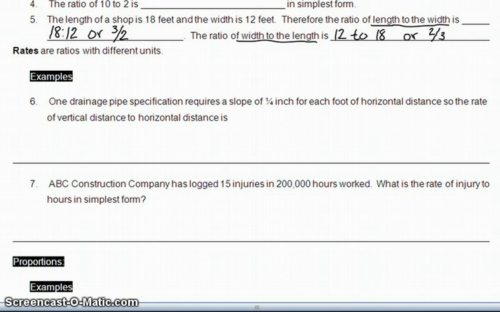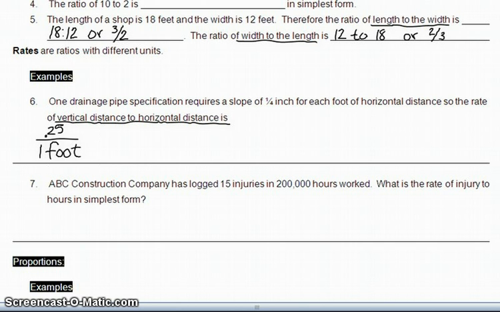Next, we're going to talk about rates, and they operate really the same way, except they have different units. So here, let's look at example 6. One drainage pipe specification requires a slope of 1/4 inch for each foot of horizontal distance. So the rate of vertical distance to horizontal distance is, so we're going to find the rate vertical distance to horizontal distance. So I'm going to write my fraction as a decimal. 1/4 is 0.25 to 1 foot. And you could leave it that way for now.